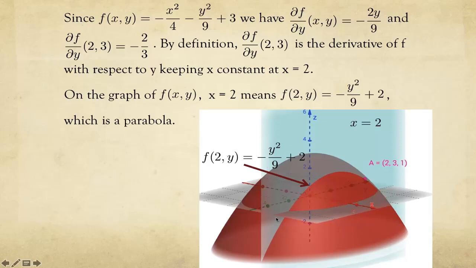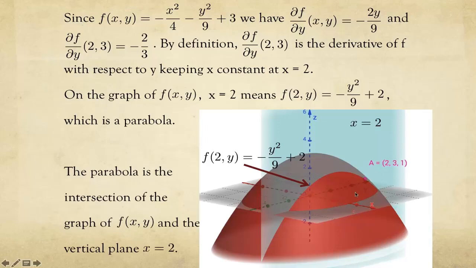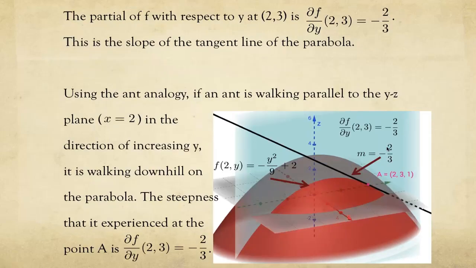And so this parabola is the intersection of the turquoise plane with the graph. And so the way we interpret this partial derivative is exactly the slope of this curve, which is, again, calculus 1. So the parabola is the intersection of the plane and the graph. And that means that, for example in this case, the tangent line to this curve, again, one single variable curve, has slope negative 2/3.